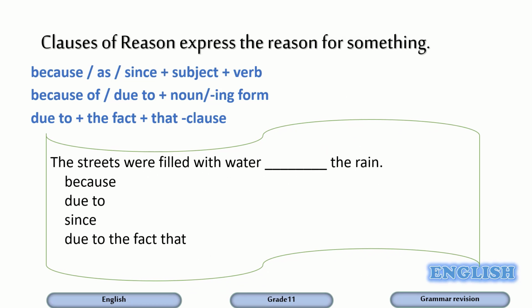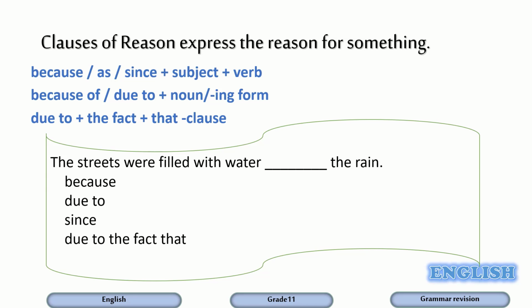Now look at this. Let's check your understanding. The streets were filled with water, the rain. What is the possible answer? Because, due to, since, due to the fact. Is because possible?